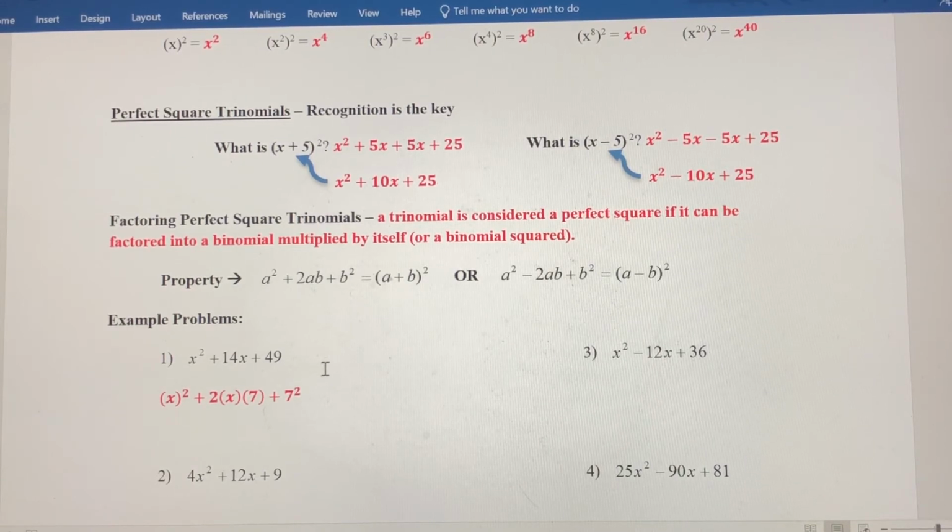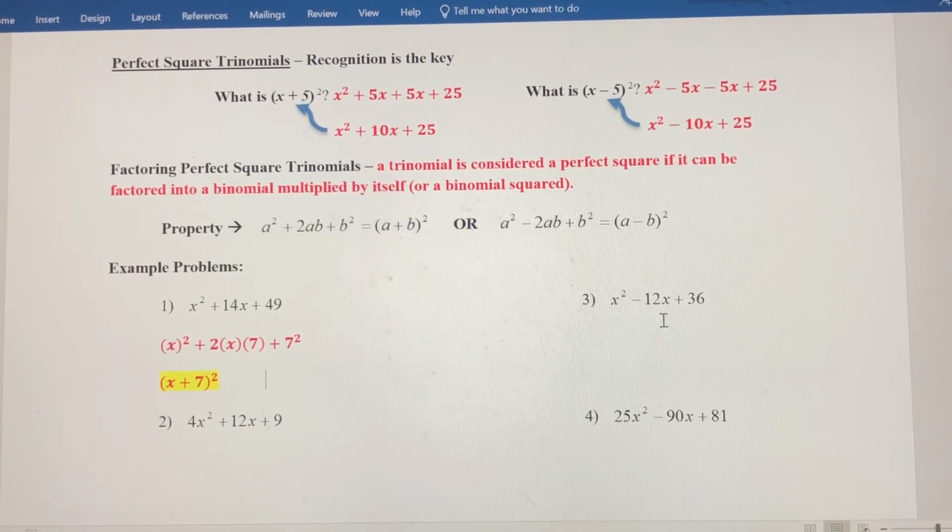Okay? So, because this meets our criteria as set forth here, that means we can factor this as x plus 7 to the second power, okay? Square root of the first, square root of the last, keep the sign in the middle, okay? And if I were to multiply x plus 7 to the second power, it would give me this trinomial right here, okay? All right, so again, recognition is the key.